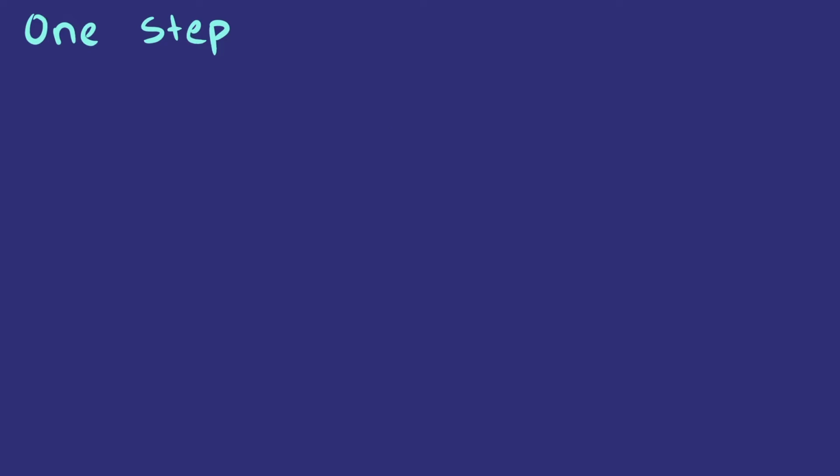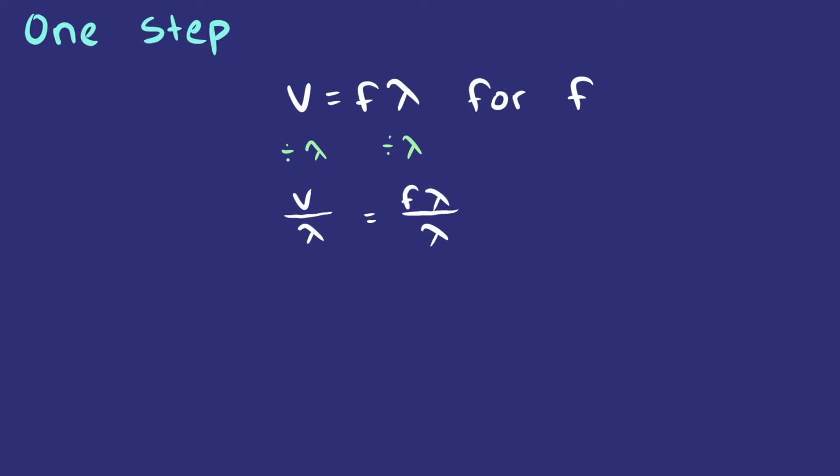Next, let's solve v equals f lambda for f. For this, we want to move lambda onto the side of the v, to do which we need to divide both sides by lambda. That gives us v over lambda equals f lambda over lambda. Since lambda divided by lambda is 1, these appear to cancel, which leaves us with v over lambda equals f, or f equals v over lambda.